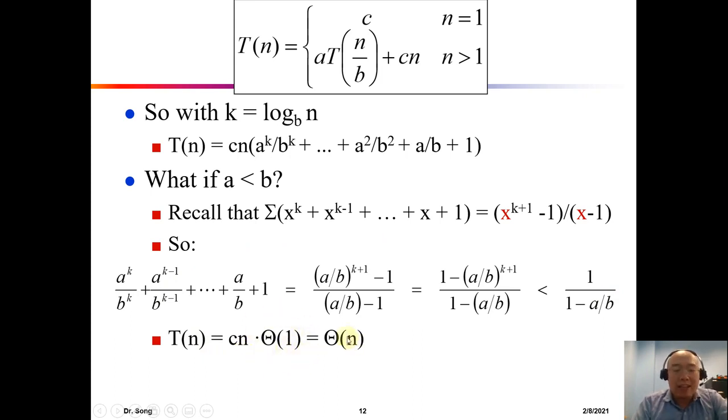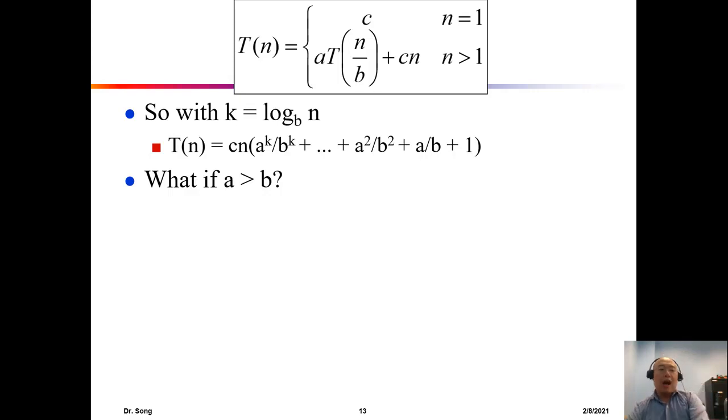Okay, so that is a theta n. So what do we have? If a is smaller than b, then it's guaranteed that for this algorithm, Tn will be theta n, which means this is a linear time algorithm. So this is another case.